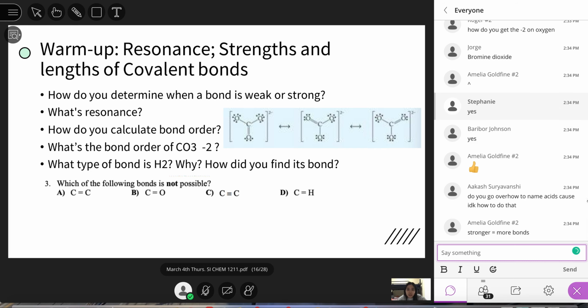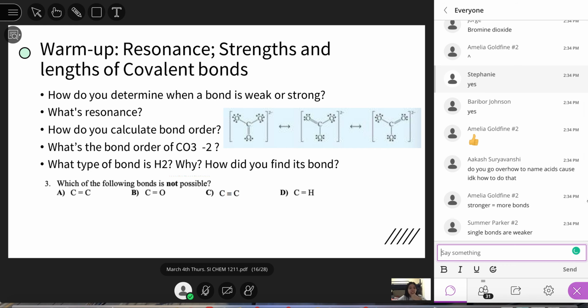Do you know how to name acids? I'm not really sure how to do that. I would definitely highlight it. I'm going to write that right there: know how to name acids.